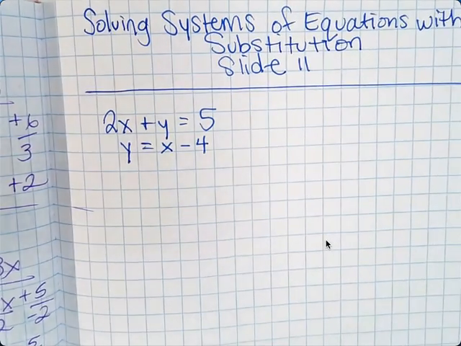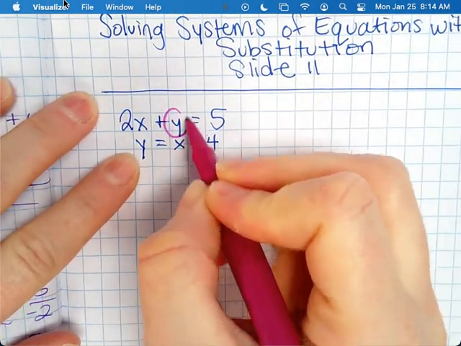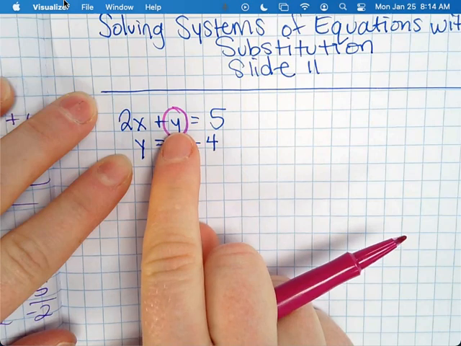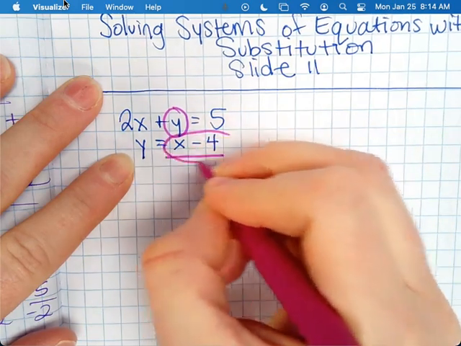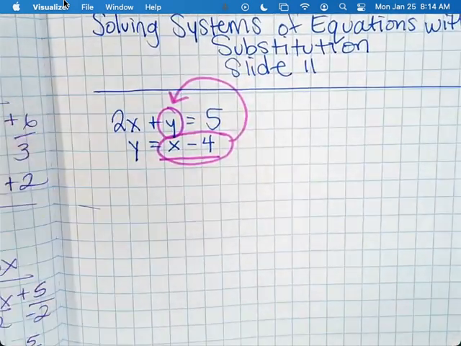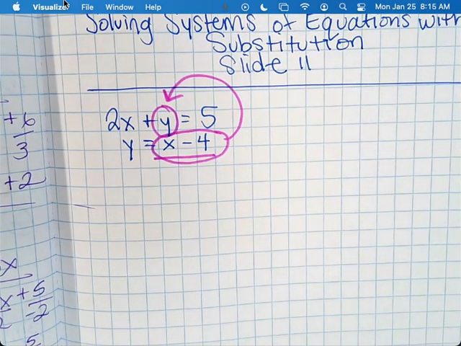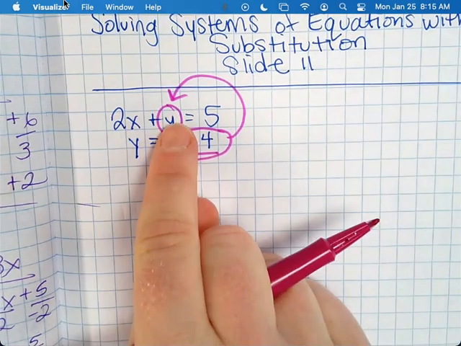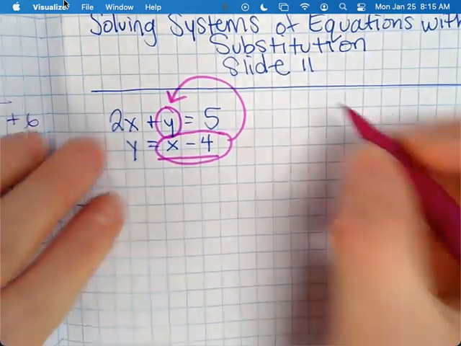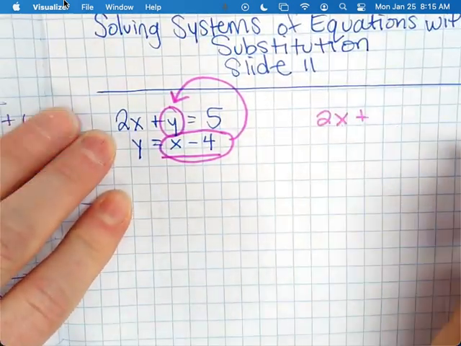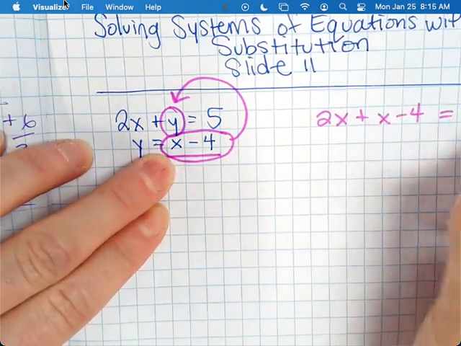All right. So you see how this says y equals? So that means, and then this one has a y value. So we're going to say that y is this x minus 4. So we are going to plug in this whole expression in for y. And the reason we do this is so that we have variables that are the exact same. So I'm replacing this y with an x minus 4. And when I do that, this equation will be 2x plus, so instead of y, I'm going to write x minus 4, because that was the y, and then equals 5.